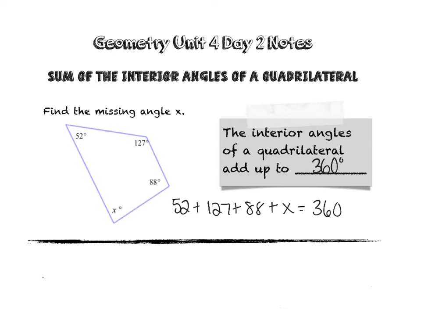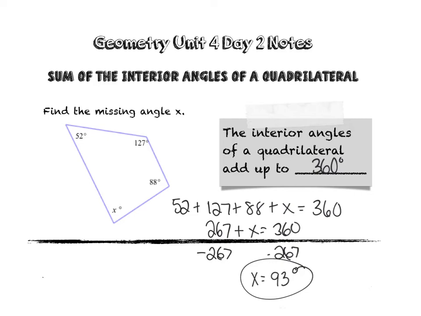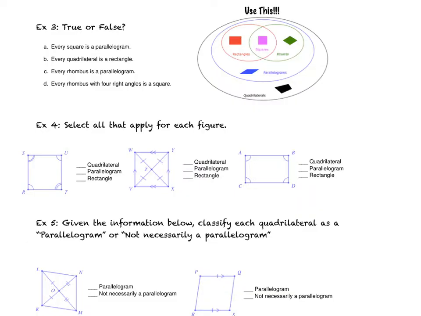And if you use your calculator here or in your head, 52 plus 127 plus 88 is 267, plus x is equal to 360, minus the 267. So once we add them all up, we subtract it from 360 and we get 93. So the value of that x angle is 93 degrees. And that's a very simple topic. The next page is a little bit trickier.